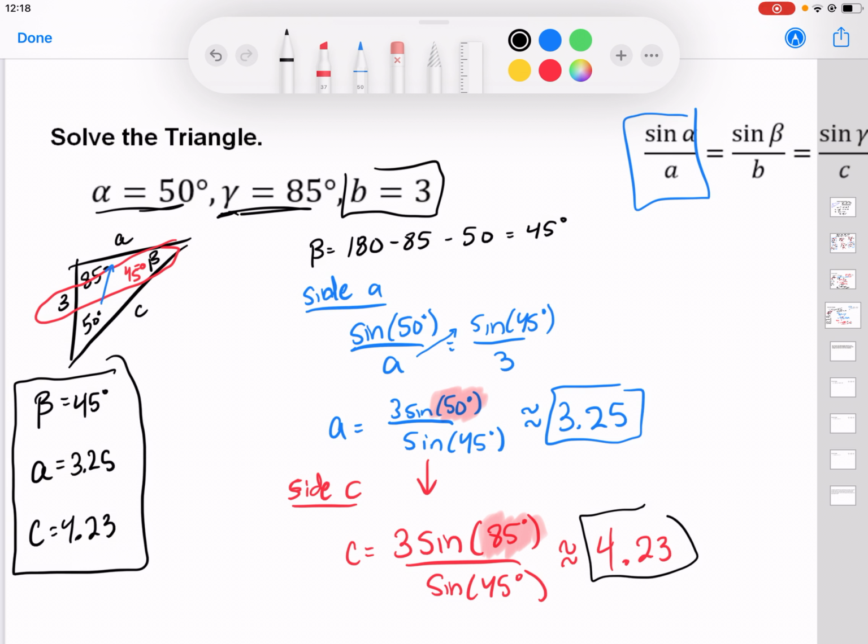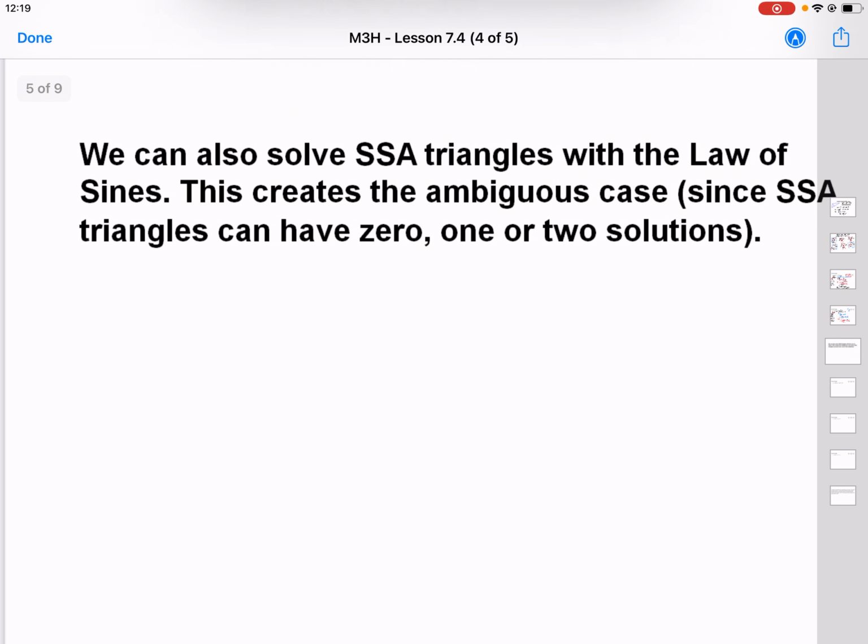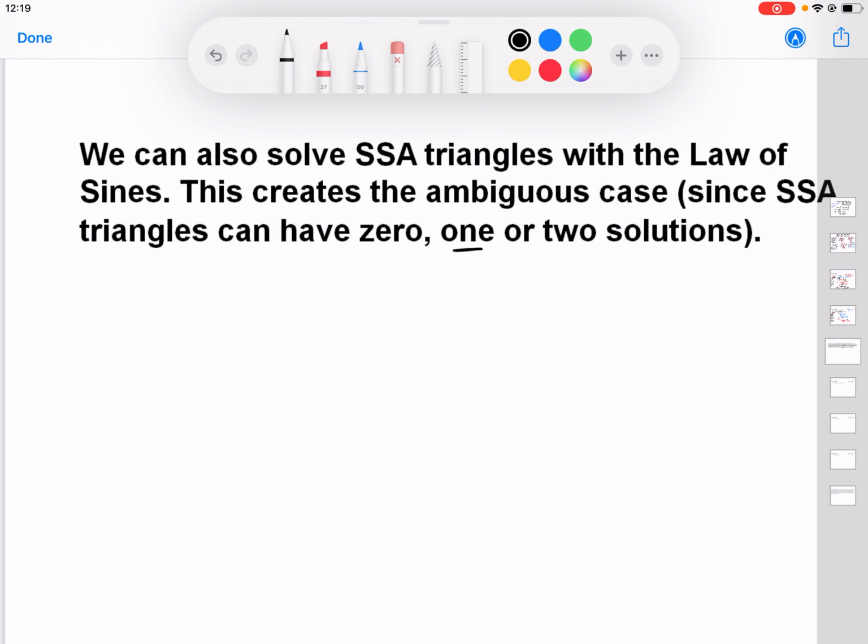Before I end this one, I will do a few more examples in the next video. But I do want to talk about the side-side angle scenario. We can also solve triangles when it's side-side angle using the law of sines. The reason last year in Math 2 we always told you that it doesn't prove congruency is because anytime you have side-side angle, it creates something called the ambiguous case. The ambiguous case means that side-side angle can have 0, 1, or 2 solutions every time. So there are some quick tricks to know, especially between the 1 and 2 solutions.